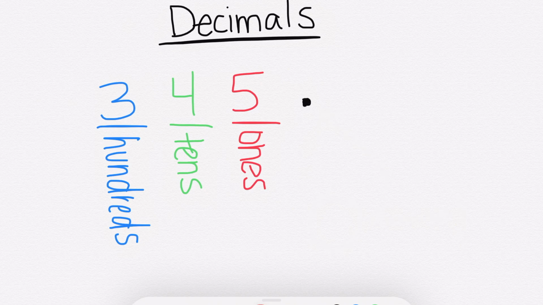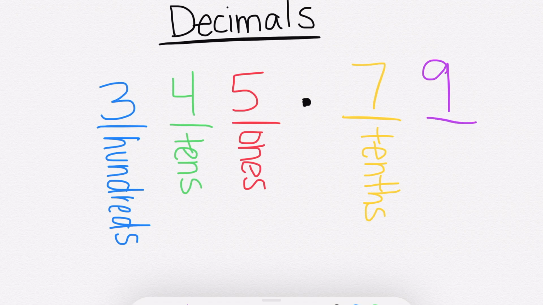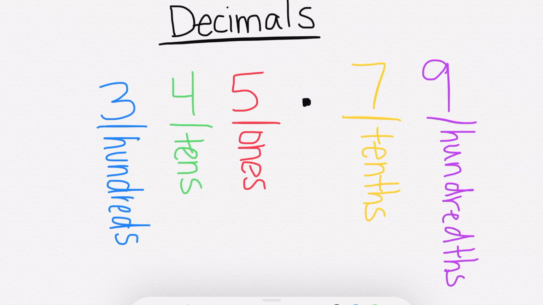Okay? So I'm going to go ahead and write a couple more numbers up here, and we can talk about these place values. These are new place values for us, okay? So my 7 is in what we call the tenths. Not tens, but tenths. The 9 is in what we call the hundredths. Not hundreds, but hundredths.